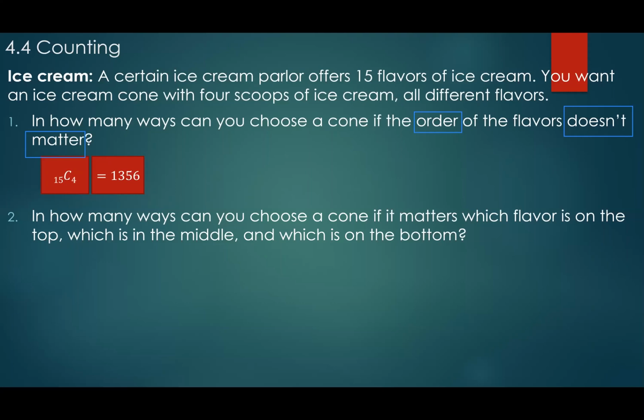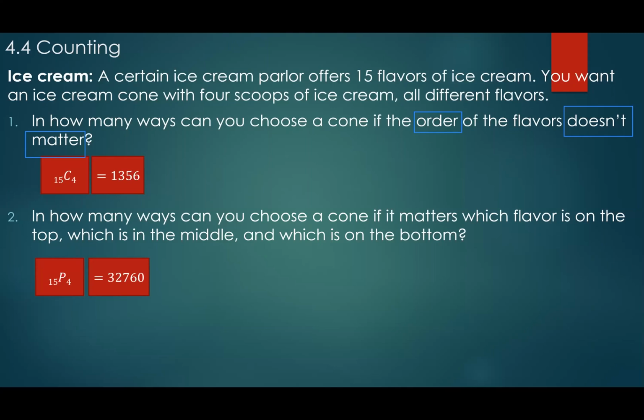And number 2, they ask you, in how many ways can you choose a cone if it matters which flavor is on top, which flavor in the middle, and which flavor in the bottom? Meaning there are specific flavors you want first, second, third, and fourth. Everybody see that? Because there is a specific order that you want, this one here is a permutation problem. We have 15P4, which is 15 choosing 4. And again, 15P4, you will have 32,760.